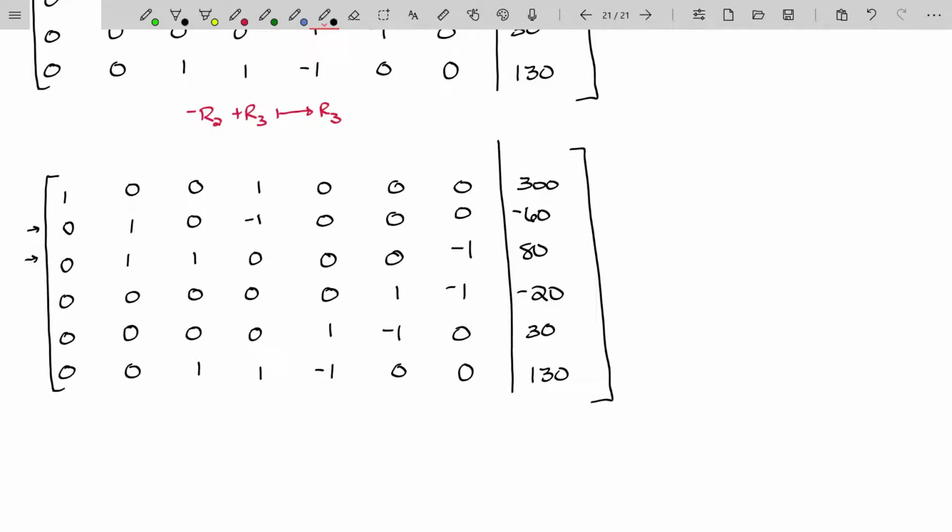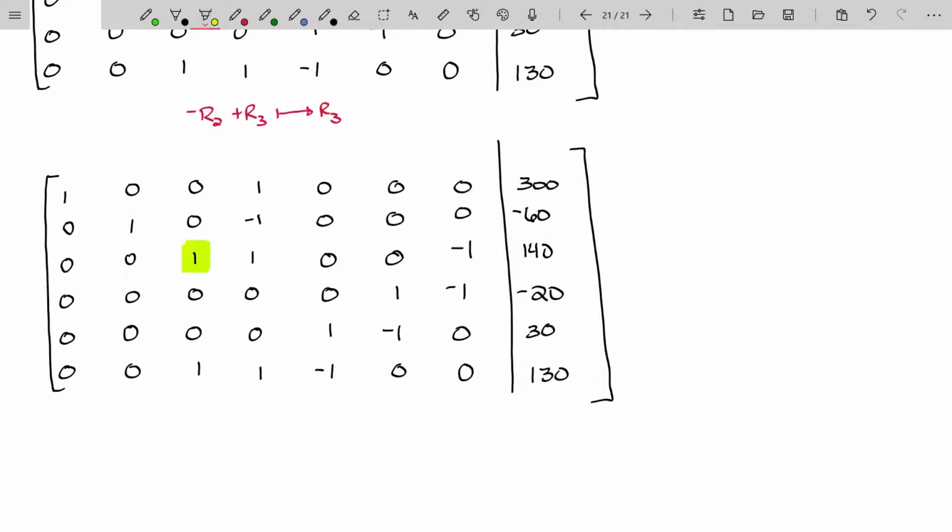Opposite of 0, added to 0, still 0. Opposite of 1, added to 1, 0. Negative 0 plus 1 is still 1. Negative negative 1 is 1 plus 0 is positive 1. Negative 0 plus 0 is negative 0 plus 0. Negative 0 plus negative 1. Negative negative 60, which is 60, plus 80 is 140. And we are now done with 2 of our columns very quickly. Now onto the third column.